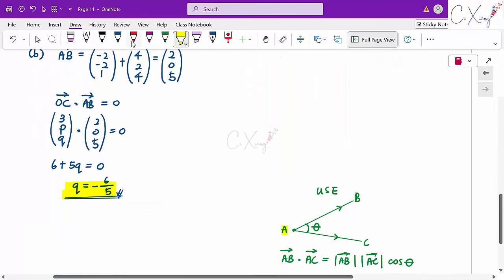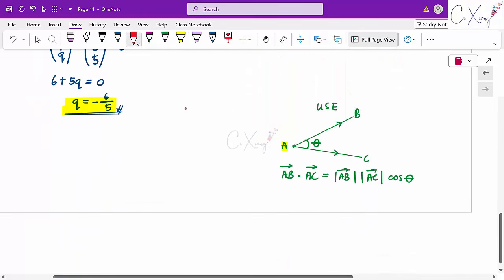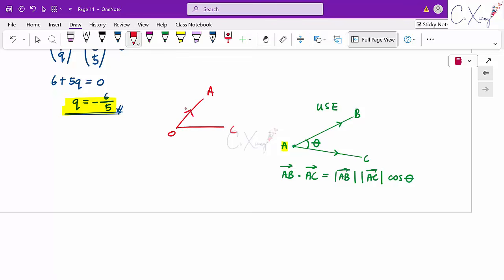Okay, so for angle AOC, let's imagine I'm having AOC. Therefore, the vectors they are using to form the equation are OA and OC. Alright, so first of all, we are having OA dot OC equals to modulus OA, modulus OC, then cos theta. The theta here means the angle of AOC. Okay, alright, so I erase this particular diagram.